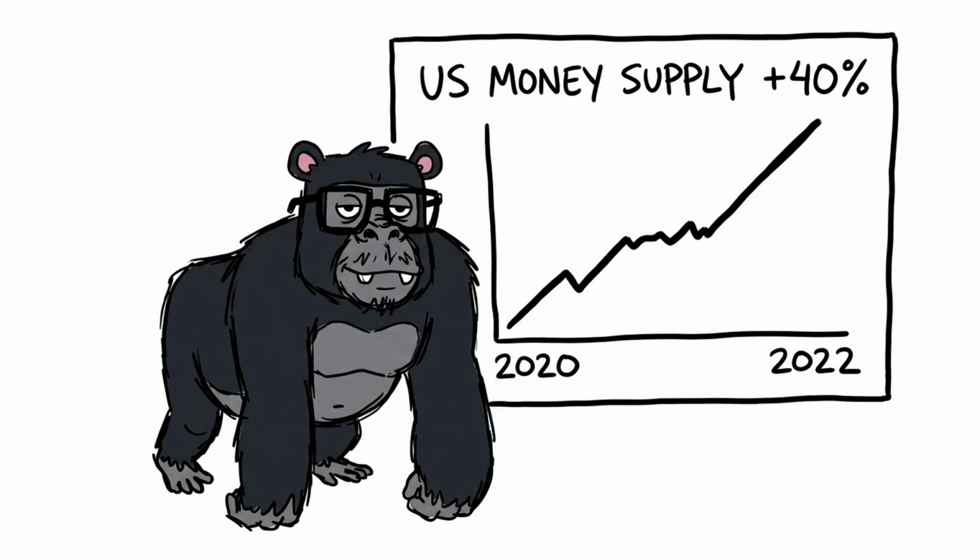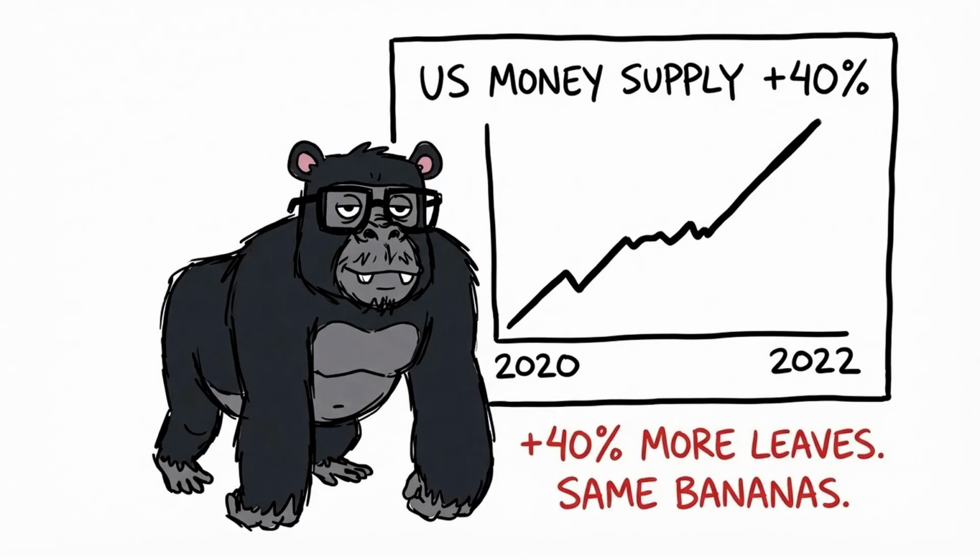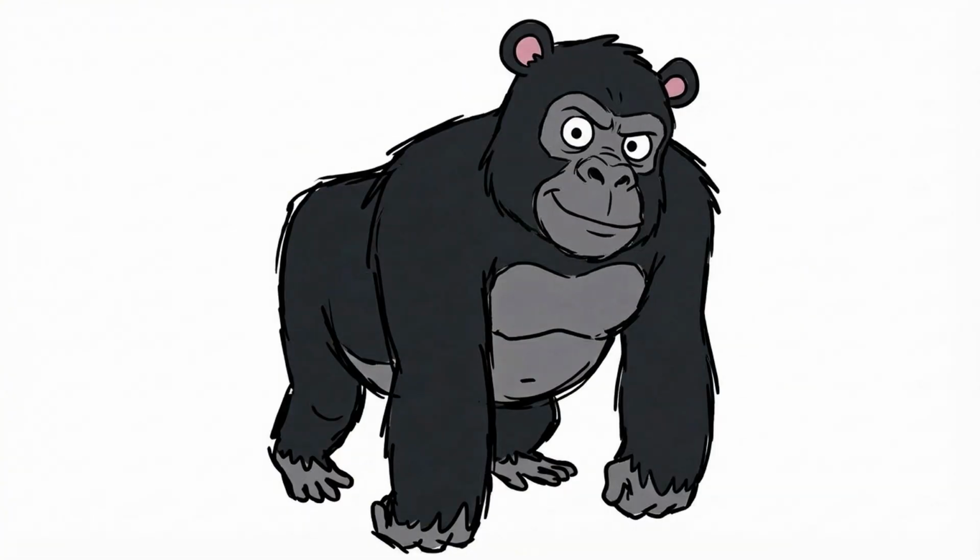Between February 2020 and February 2022, the U.S. money supply grew by 40%. 40% more leaves. Same bananas. You can guess what happened to prices.